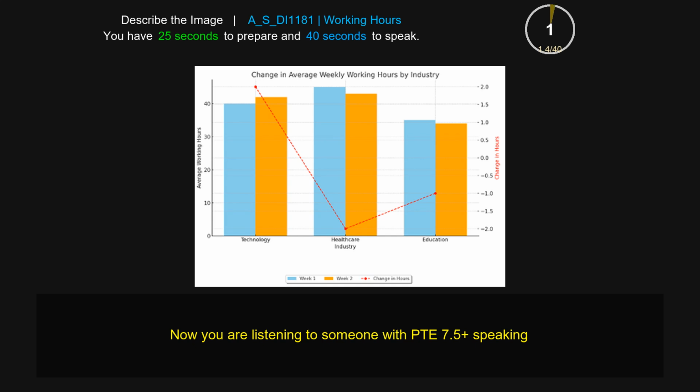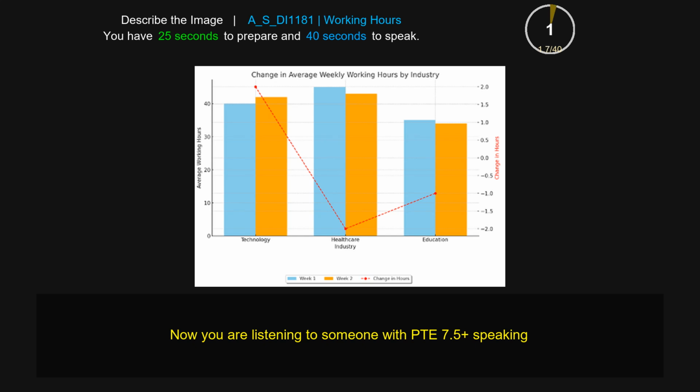The given bar graph gives information about the change in average weekly working hours by different industries such as technology, healthcare, and education. The x-axis represents different industries, whereas the y-axis represents average weekly working hours with the value ranging from 0 to 40. Similarly, according to the bar graph, the maximum value is for the healthcare industry with the value of above 40 in week 1 and above 40 in week 2. Overall, the given bar graph gives information about the change in average weekly working hours by industries compared to the change in hours.